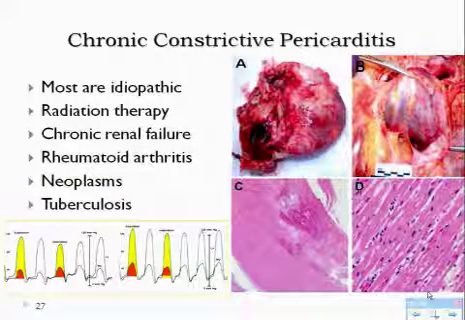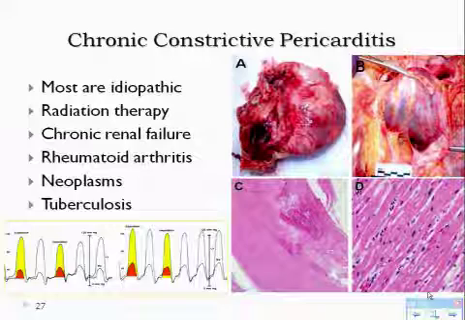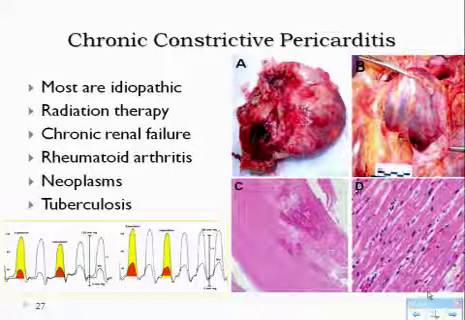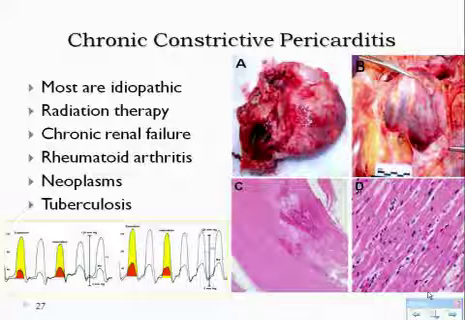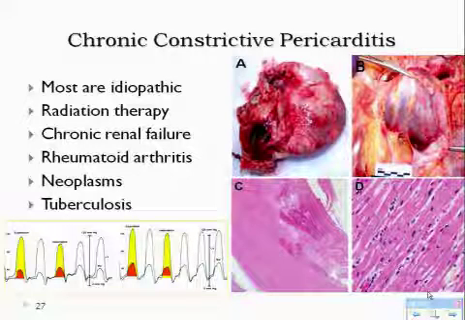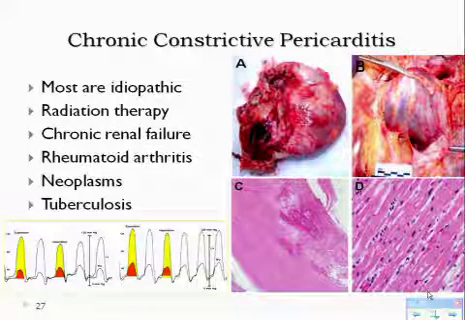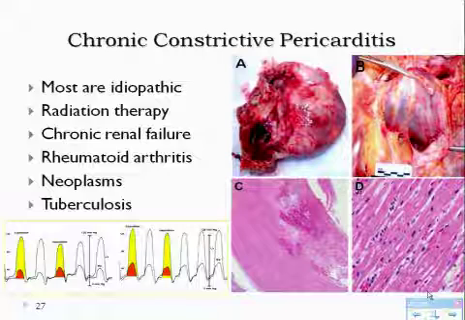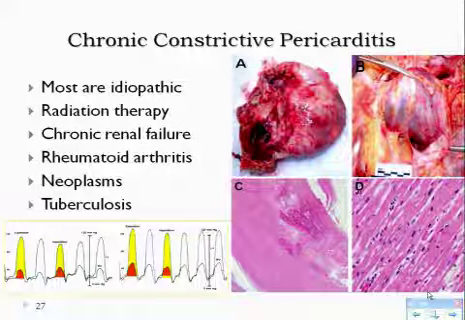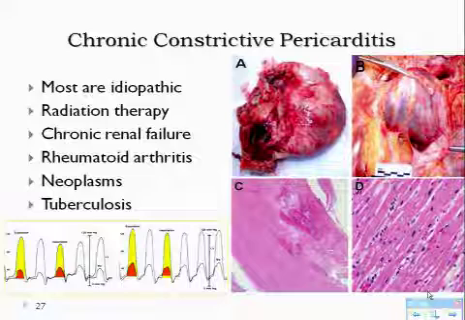Most of the time, these are idiopathic. We don't know what initiated the event. It could be, again, radiation, chronic renal failure, rheumatoid arthritis, neoplasms, or TB. It could be any of those. And what happens with this disease process is the heart has no ability to dilate. It becomes banded with scars, and it literally becomes restricted down.